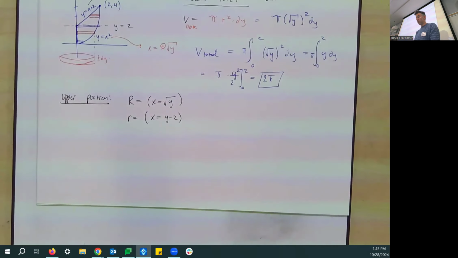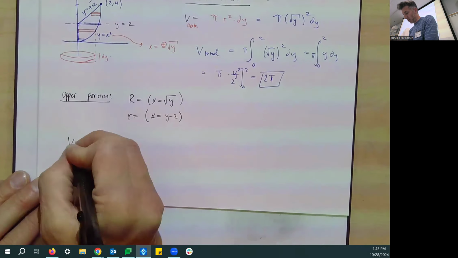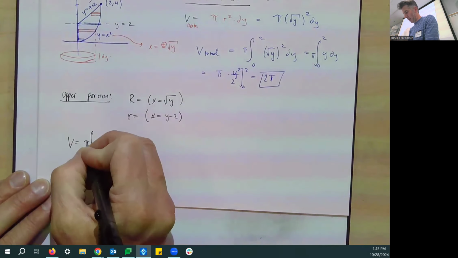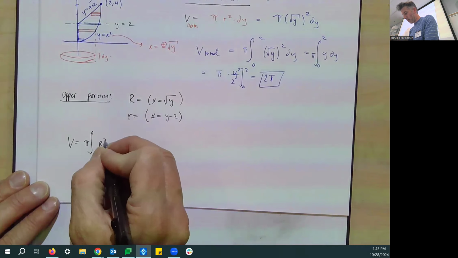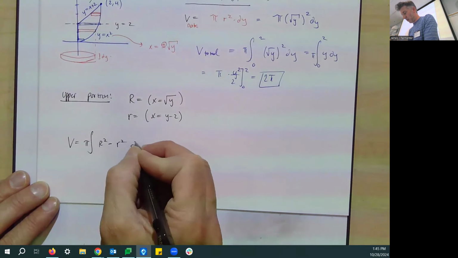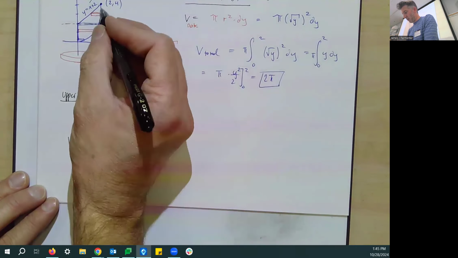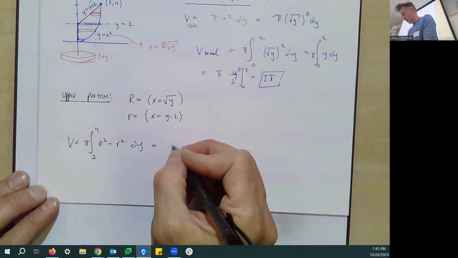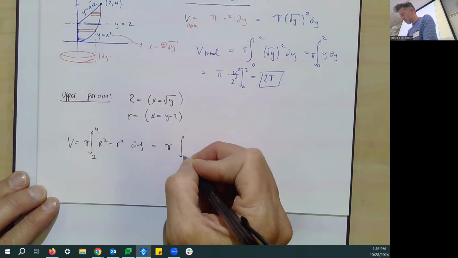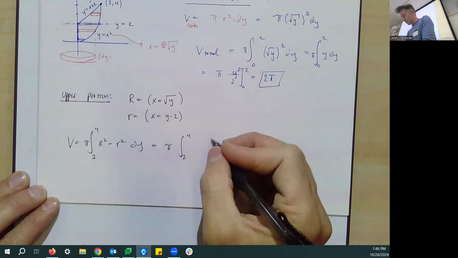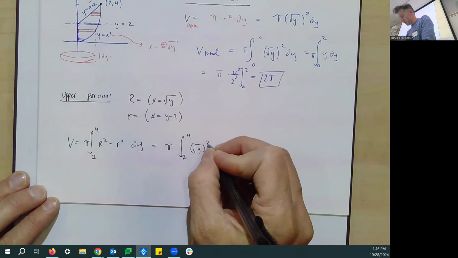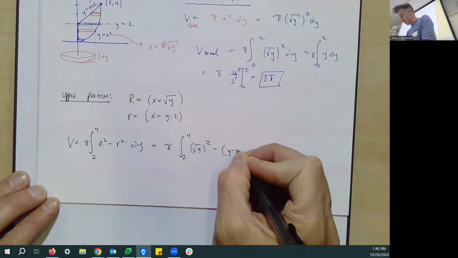And then we do the usual thing. The volume is going to be the integral of pi times your outer radius squared minus your inner radius squared dy from a low y value of 2 to a high y value of 4. Then we actually write it out. So our large radius is the square root of y. Our small radius is y minus 2.